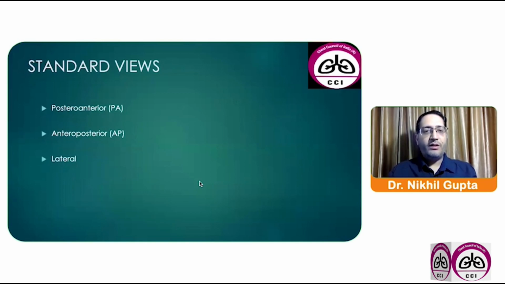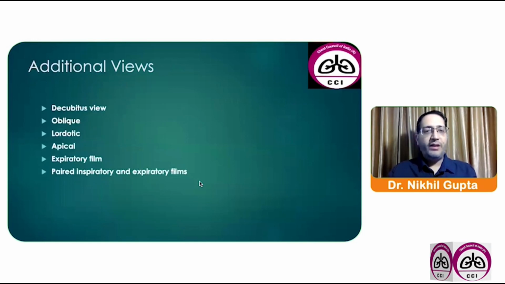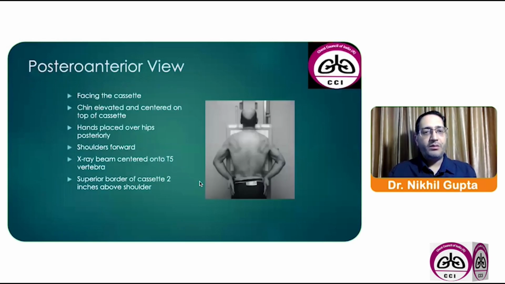Now coming to the standard views. The standard views on a chest radiograph are PA view, AP view, and lateral view. Additional views being decubitus view, oblique view, lordotic view, apical view, expiratory film, and paired inspiratory and expiratory films.